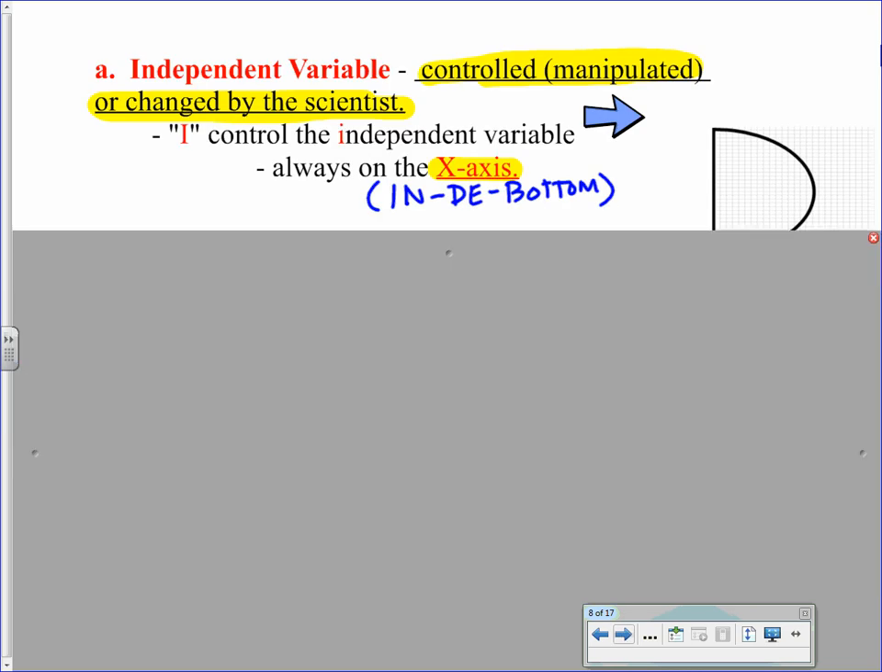Right, so the independent variable, this is what is controlled or manipulated by the scientists. So this is what the scientists can be able to change in the experiment. A good way to remember it, I control what's independent, and this is always on the x-axis. So the easiest way to remember this, if it's independent, it's in the bottom. Independent in the bottom.